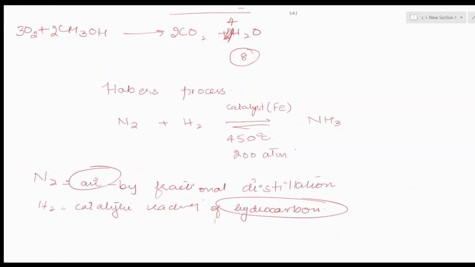Okay. What is the catalyst that we have used? Iron. Which temperature have we used? 450. What pressure have we used? 200 atmospheric pressure. Okay. What change can you make to this experiment to increase the yield of ammonia?